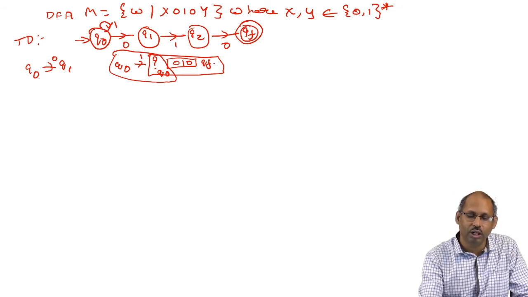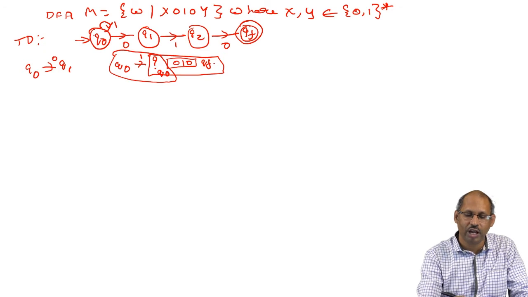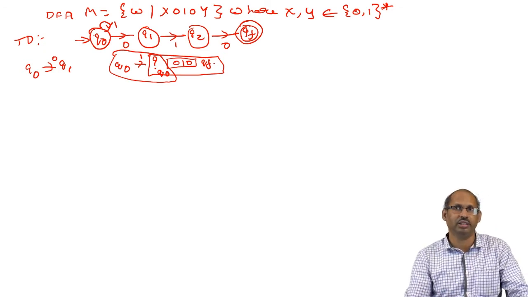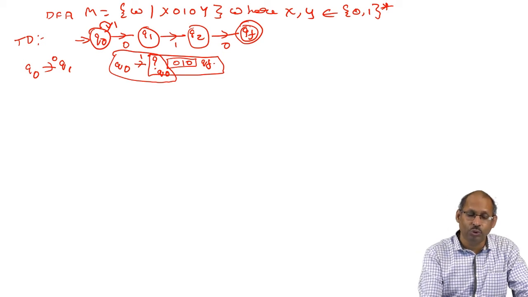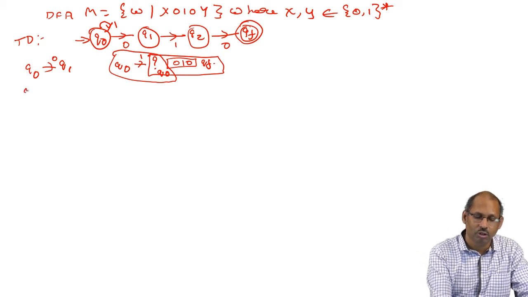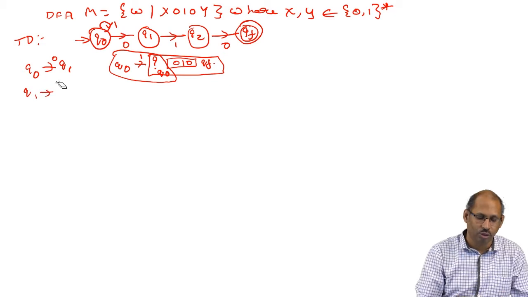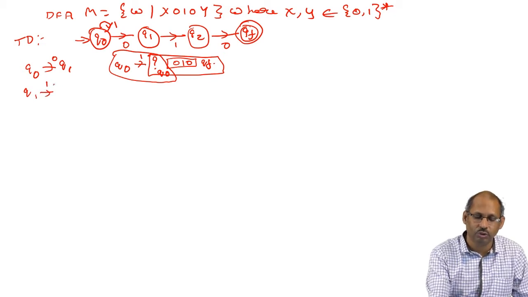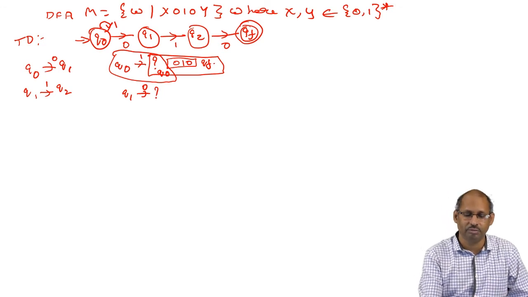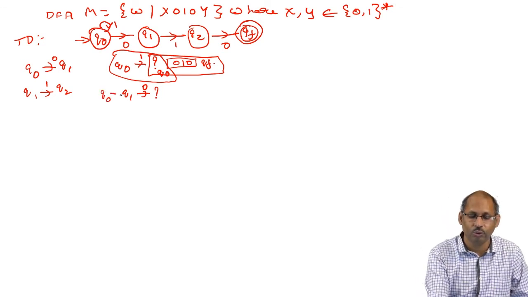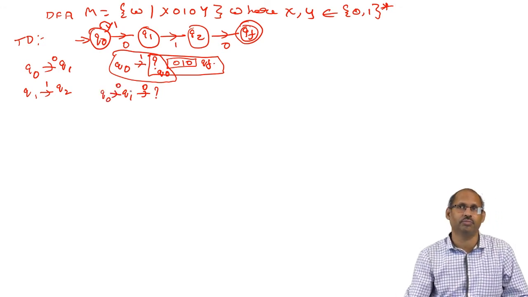So, Q0 on 1 goes to Q0 itself, right? Then Q1 on 1 goes to Q2. But Q1 on 0, where does it go? How do you reach Q1? Q0 on 0 goes to Q1.